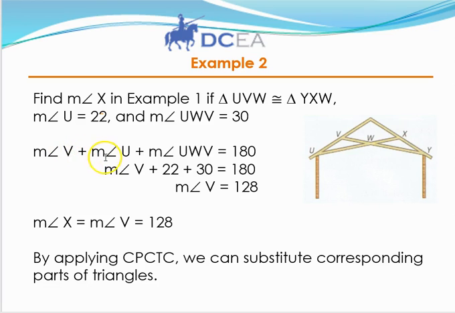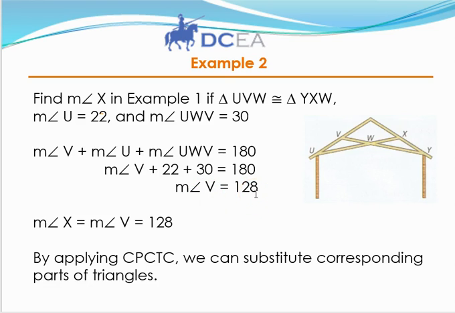All we have to do is solve for the third angle. So remember that all 3 of the angles of the triangle equal 180. The measure of the unknown angle, which in this case is angle V, plus 22 plus 30 is 180. And if we subtract 52 from both sides, we find that the measure of angle V equals 128.